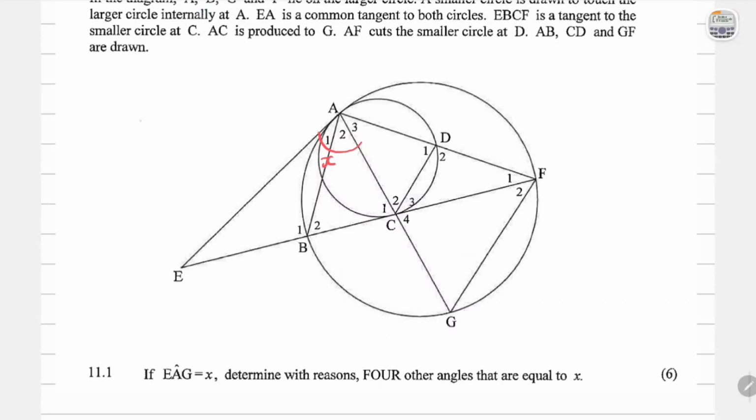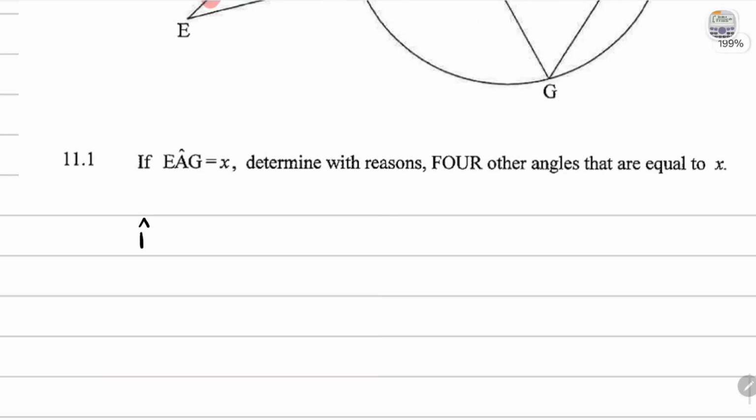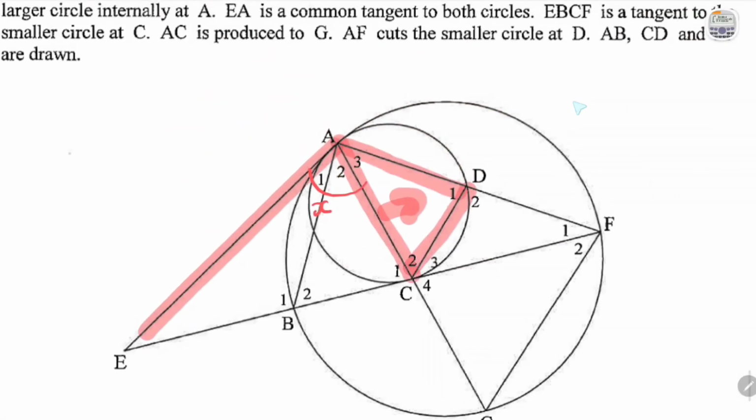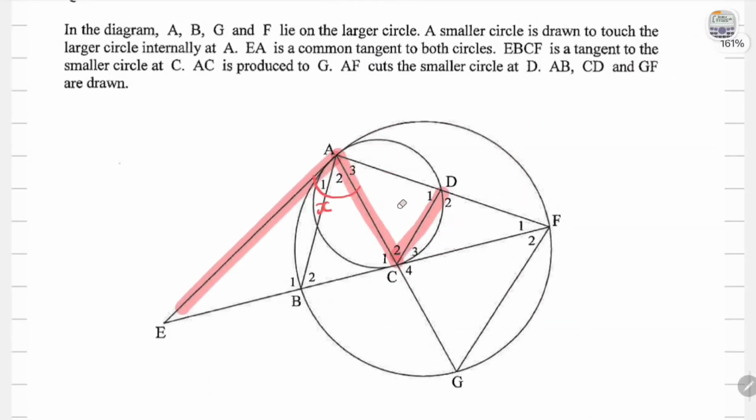If this is a tangent to both circles, then all that means is the angle between the tangent and the chord, let's use the smaller circle first, the chord in the smaller circle, would be equal to the angle supported by that chord, and that would be this angle D1. So we can go ahead and start with that. We can tell them that angle D1 is equal to angle EAG, which is therefore equal to X. Wherever we find these, we should just put down X so that we know that we have found that. So this is now also X.